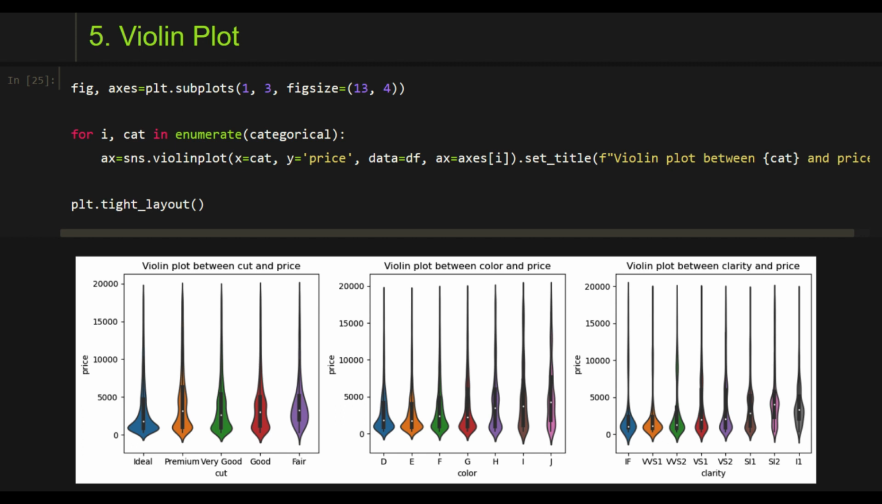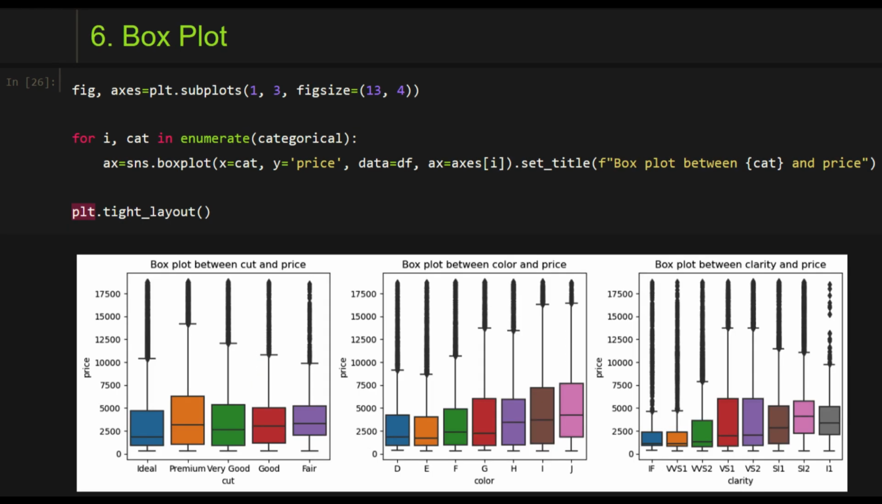The violin plot shows the distribution of prices within each category, providing insights into the spread and central tendency of prices for different categories. We set a title for each violin plot to make it clear which categorical variable is being analyzed in each subplot. These violin plots are fantastic tools for visualizing how the price of diamonds varies across different categories, helping us spot trends, differences, and distributions within our data. Now, let's look at box plot.